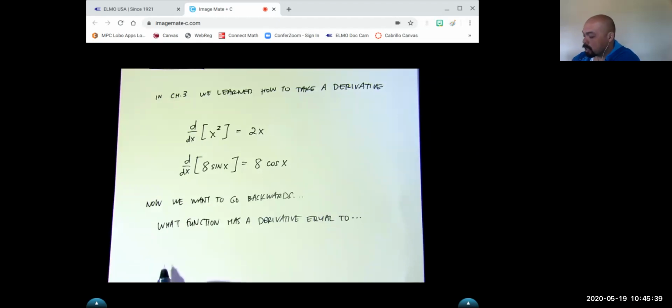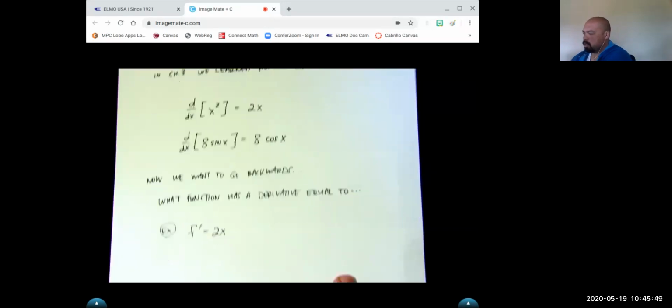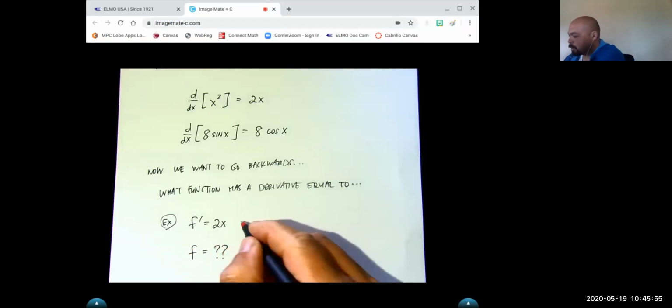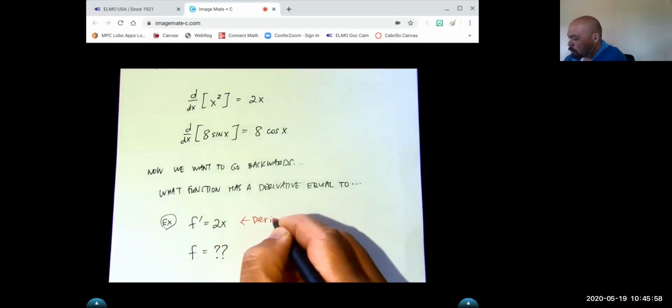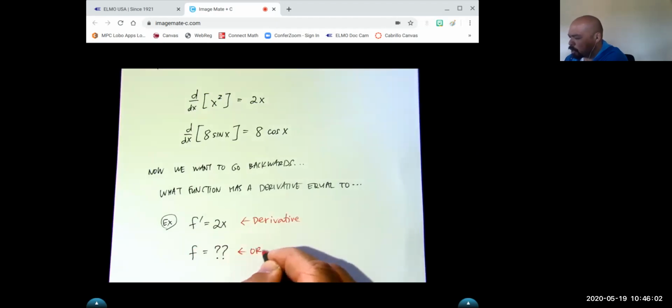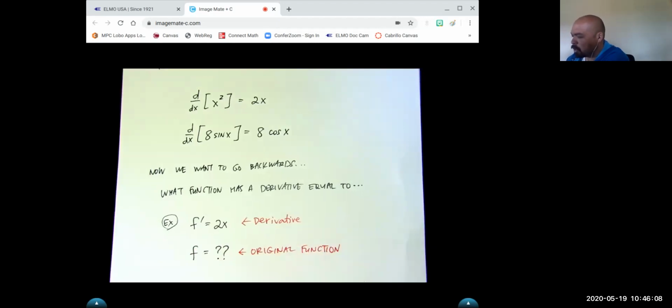So our discussion is, for example, if my f prime is equal to 2x, that's my derivative. What does my original function look like? Here's our derivative. We're trying to think about, what does my original function, my original equation, look like?